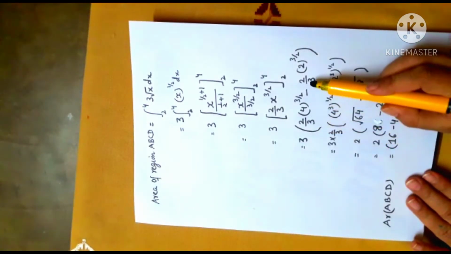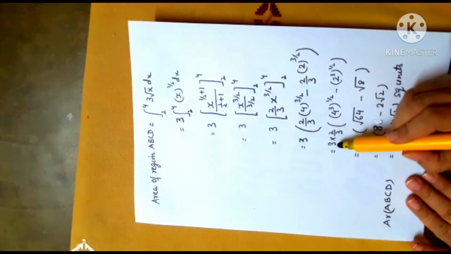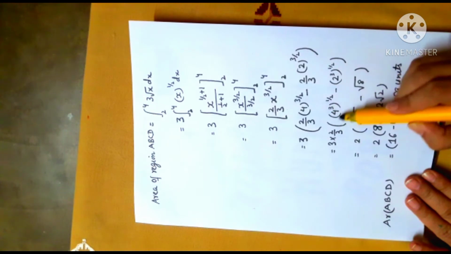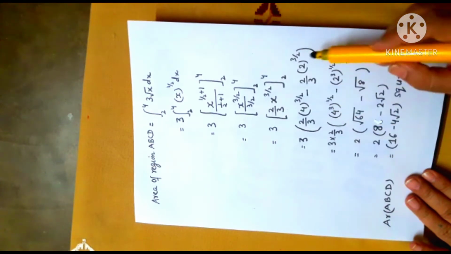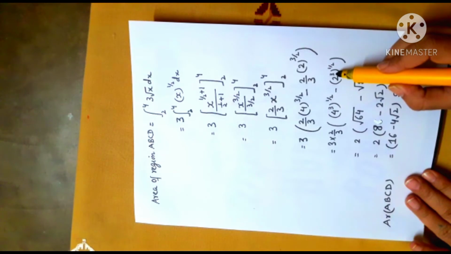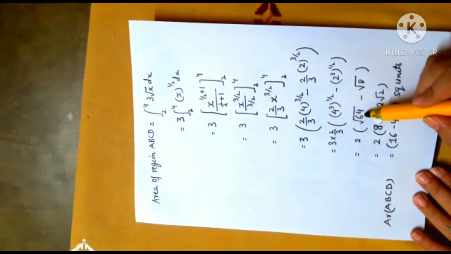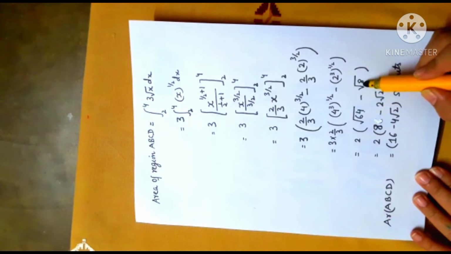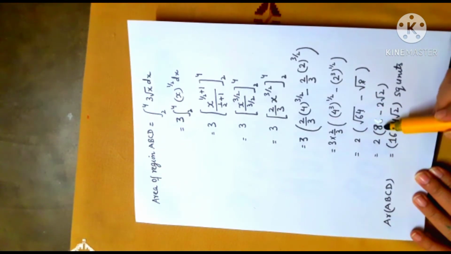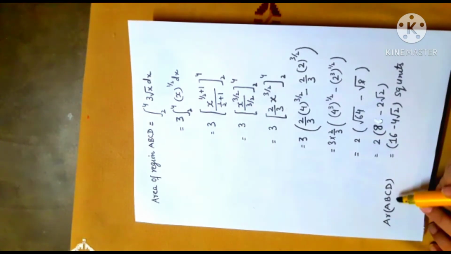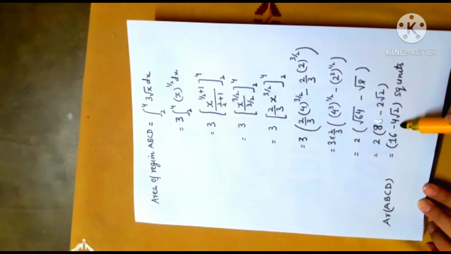Yes, I take the common factor 2 by 3 outside. So I'll get 3 into 2 by 3, and I can write this as 4 raised to the power 3 raised to the power 1 by 2, minus similarly here 2 raised to the power 3 raised to the power 1 by 2. Yes, so it is square root of 64 minus square root of 8. So which is 2 into 8 minus 2 root 2. That is 16 minus 4 root 2. So area of region ABCD is 16 minus 4 root 2 square units.